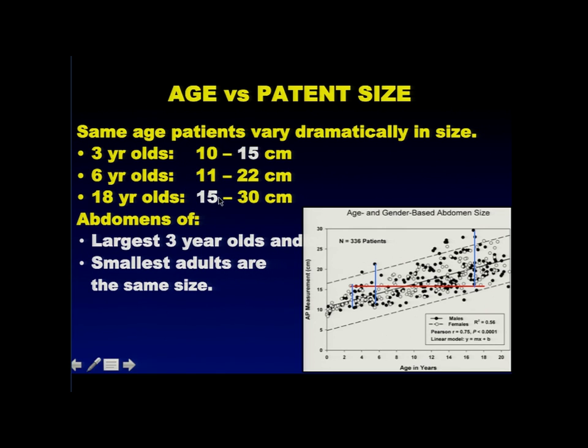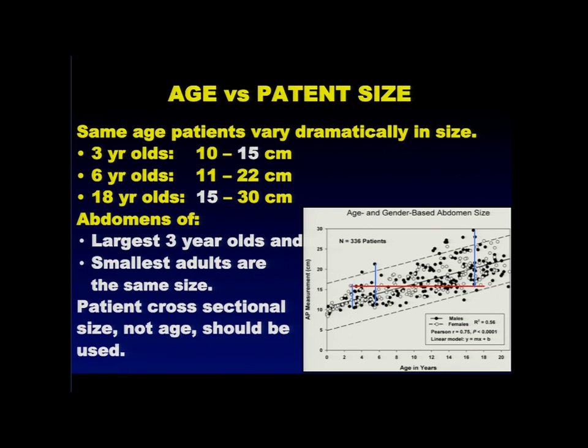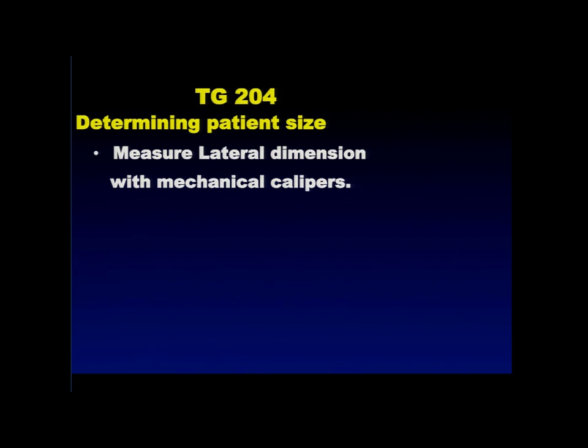But look at this. My largest 3-year-old is the same size as my smallest 18-year-old. So I can't use age with any kind of accuracy. And that's why Image Gently has promoted the idea that you really should use the physical dimension of the patient.